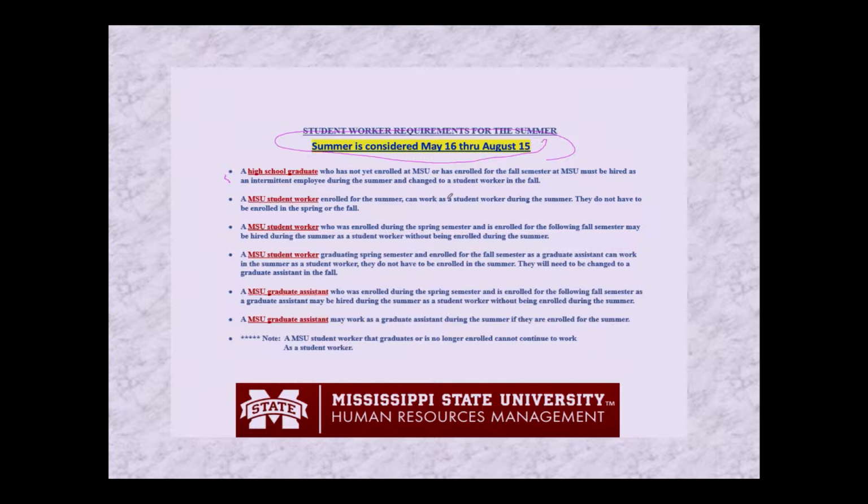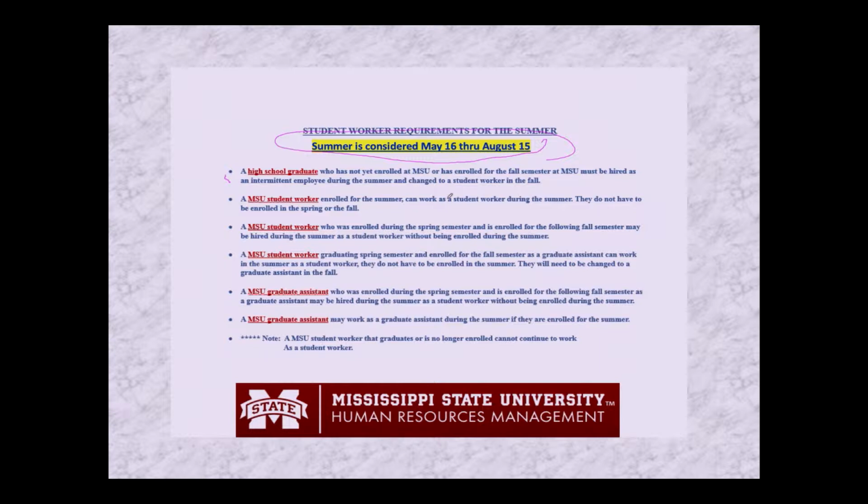An MSU student worker that graduates from the spring semester and has enrolled during the fall as a grad assistant can also work during the summer. An MSU grad assistant who is enrolled during the spring and is enrolled for the following fall semester as a grad assistant may work as a student worker during the summer. An MSU graduate assistant may work as a grad assistant during the summer if they are enrolled for the summer semester.